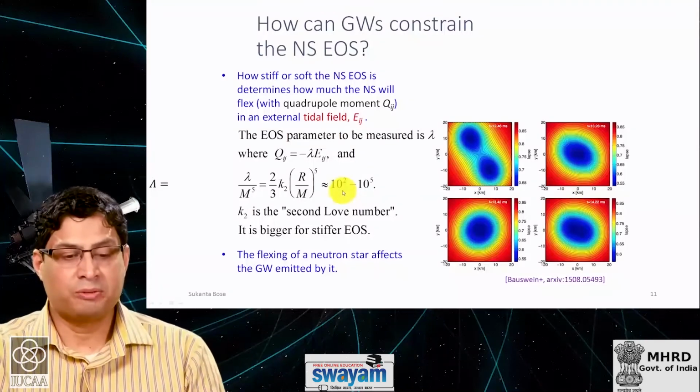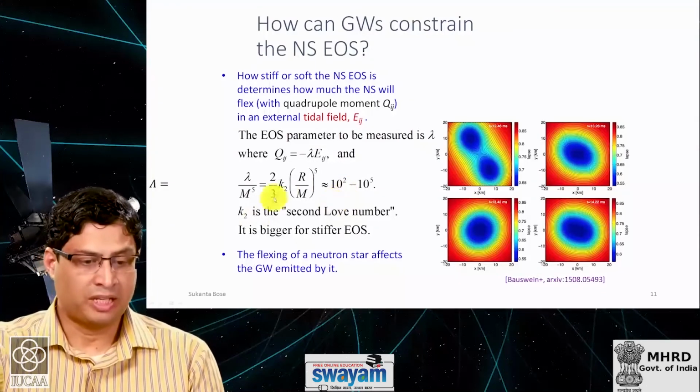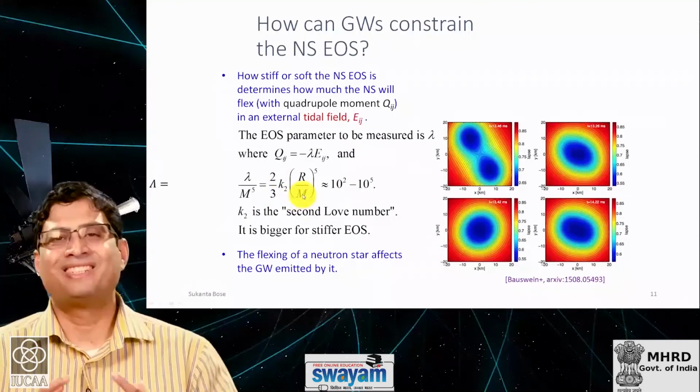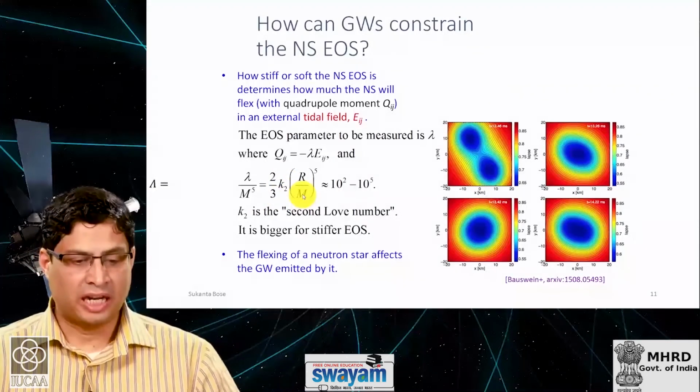And indeed, recent observations have been able to constrain this. Okay, K2 here is the second love number, which tells us ultimately how rigid a star is to tidal stresses.